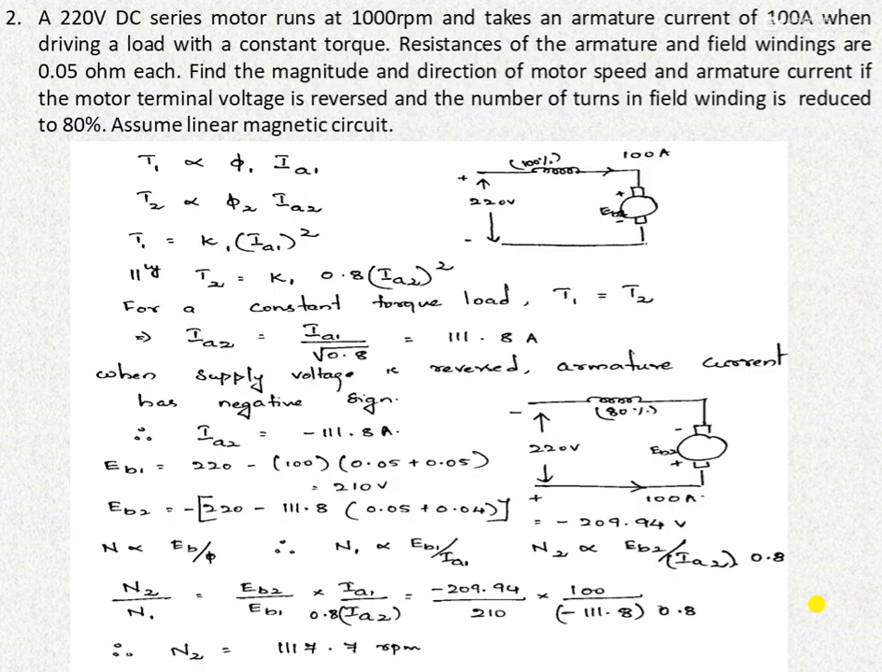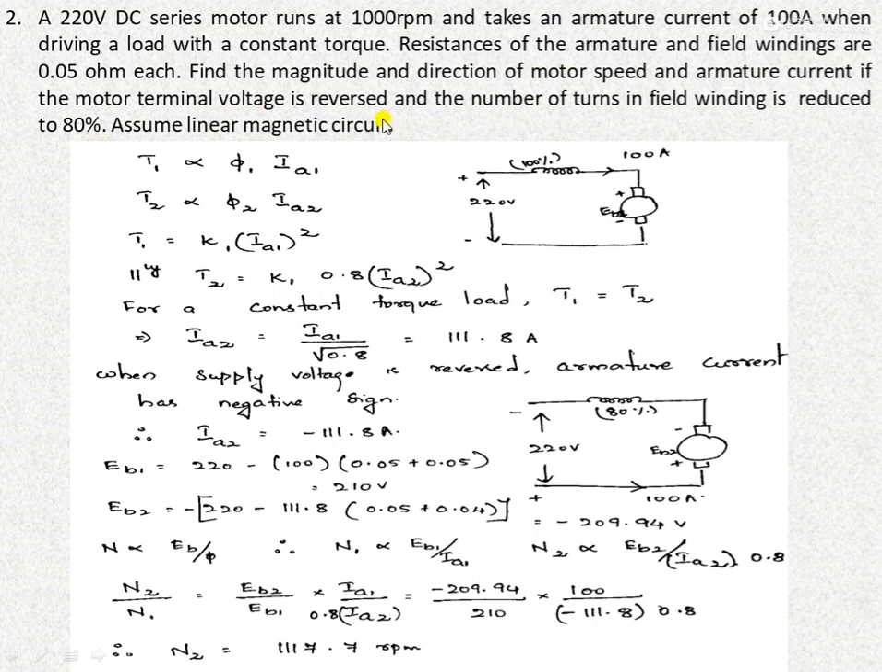Next, let's see a similar problem in the case of a DC series motor also. In this problem, the series motor rated voltage is 220 volt, its rated speed is 1000 rpm and its rated current is 100 ampere. The values of armature resistance and field resistance are both the same, 0.05 ohm. You are asked to find the magnitude and direction of motor speed and armature current if the motor terminal voltage is reversed and the number of turns in the field winding is reduced to 80%, assuming a linear magnetic circuit.